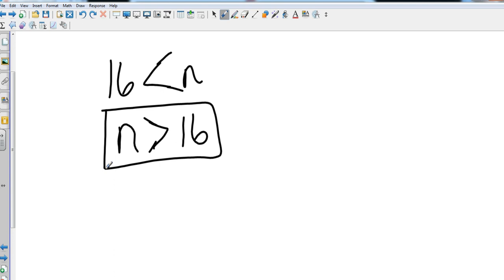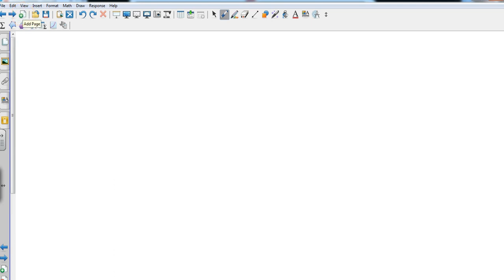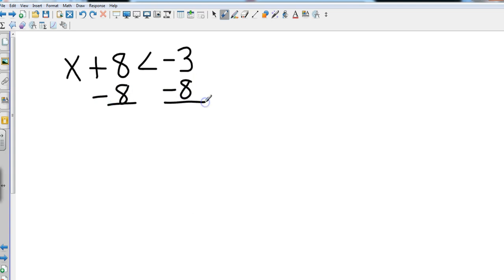And so now we can look at some actual equations. If I took something like this, x plus 8 is less than negative 3. So just like in the last chapter, I want to get the x by itself. So I'm going to subtract 8 from both sides. And so I get x is less than negative 11.